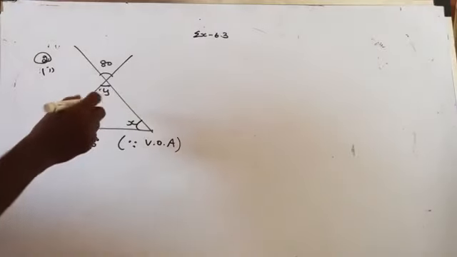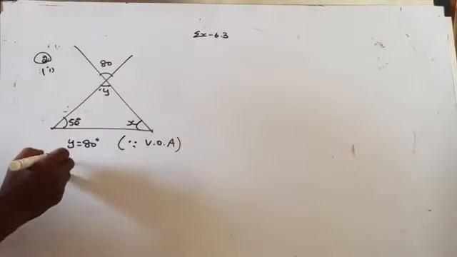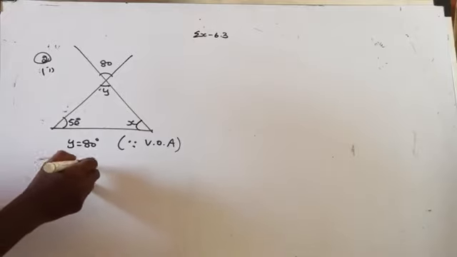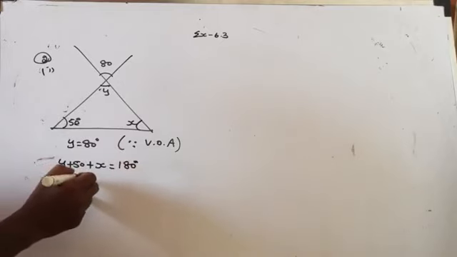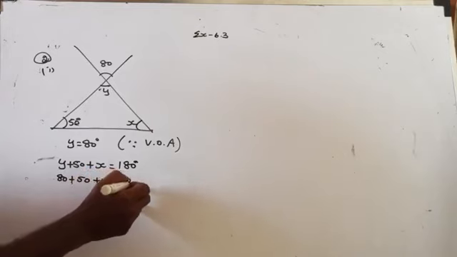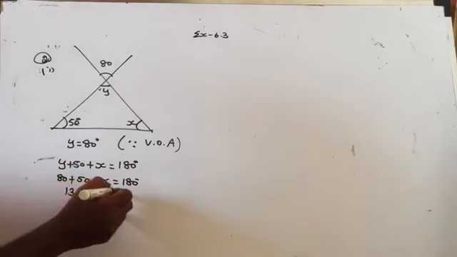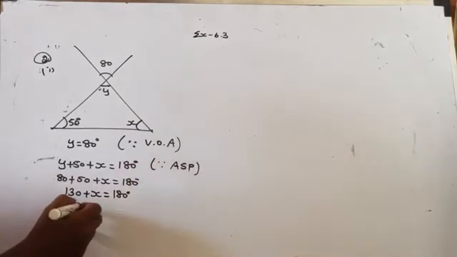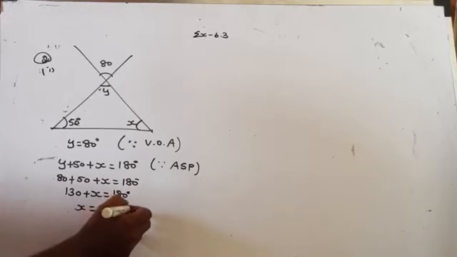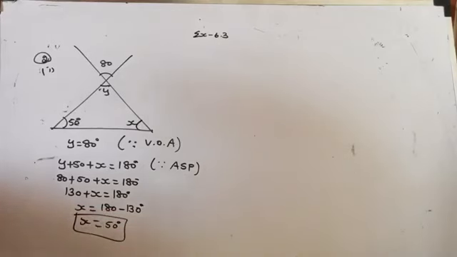After that, once you get the value of y, you can find the value of x by using the angle sum property of a triangle. So y plus 50 plus x is equal to 180 degrees. Y is nothing but 80 degrees, plus 50 plus x is equal to 180 degrees. So 80 plus 50 is 130 degrees plus x is equal to 180 degrees. So x is equal to 180 minus 130 degrees. 180 minus 130 is 50 degrees. X is equal to 50 degrees.